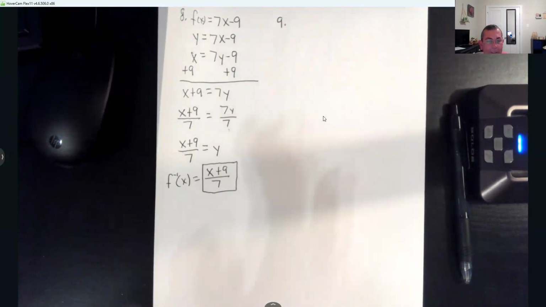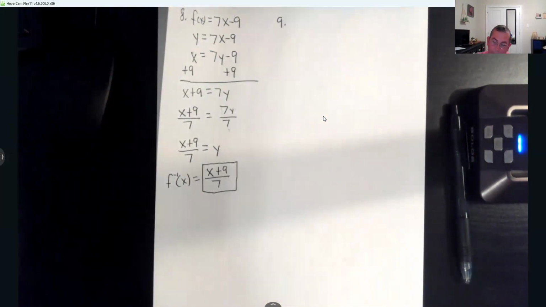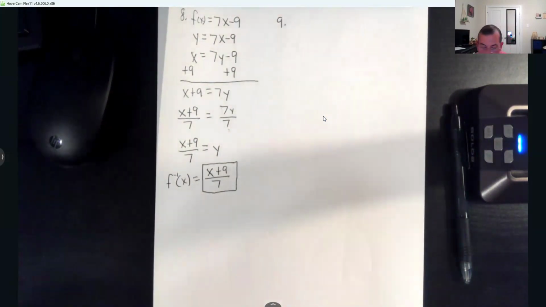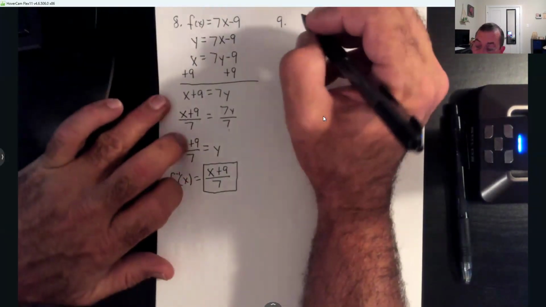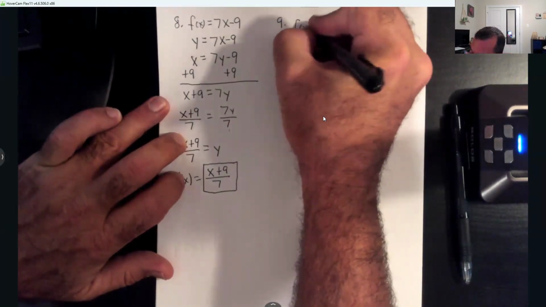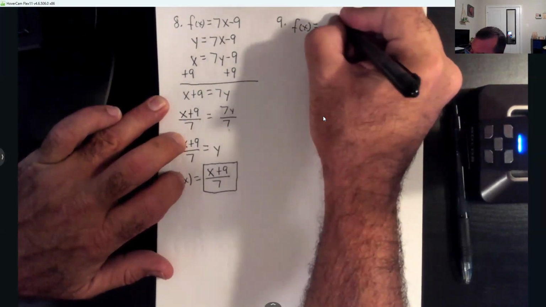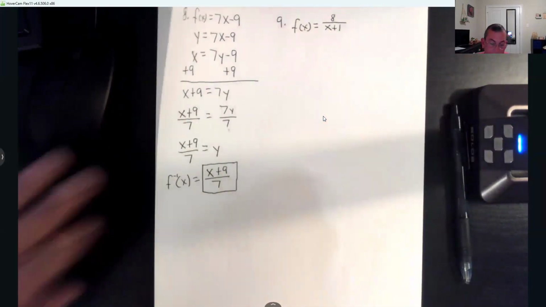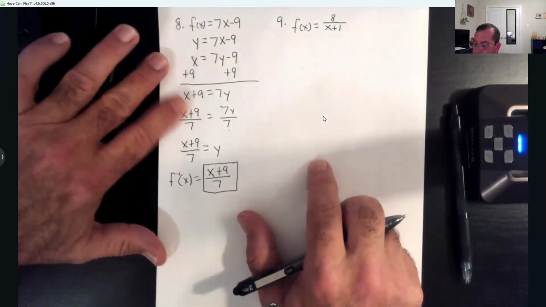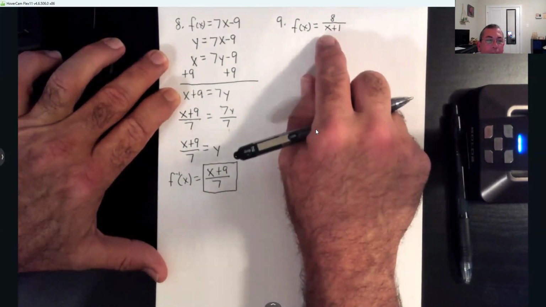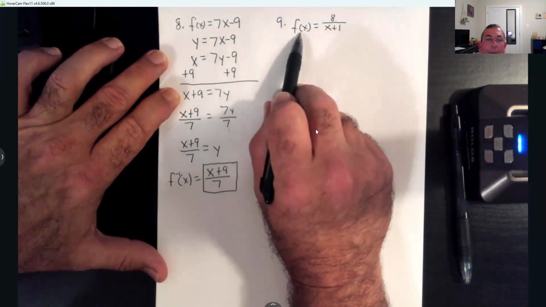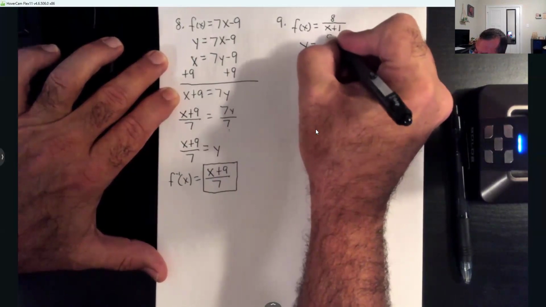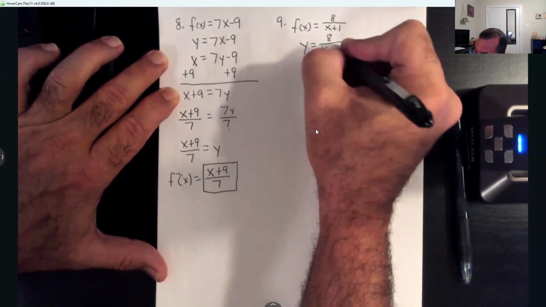All right, y'all, any questions on these yet? All righty, so let's go to 9. This is probably the trickiest one. F of x equals 8 over x plus 1. So I think this is one of the trickier ones, but here we go. We're going to replace the f of x with a y. So we'll get y equals 8 over x plus 1.